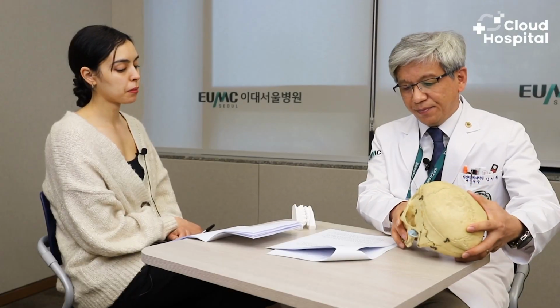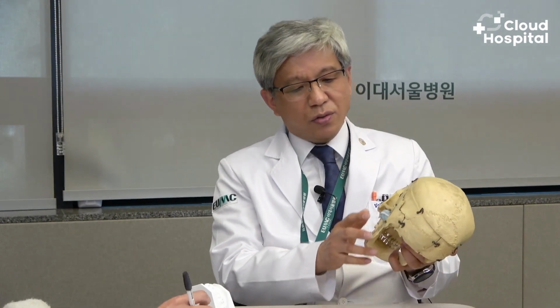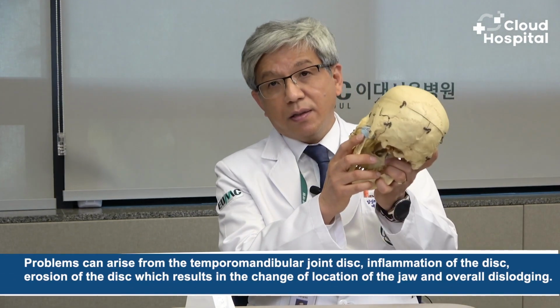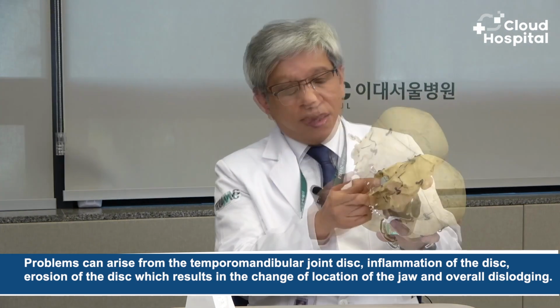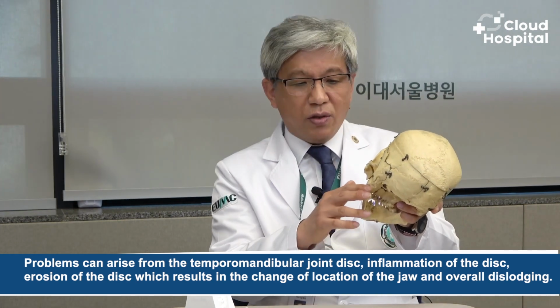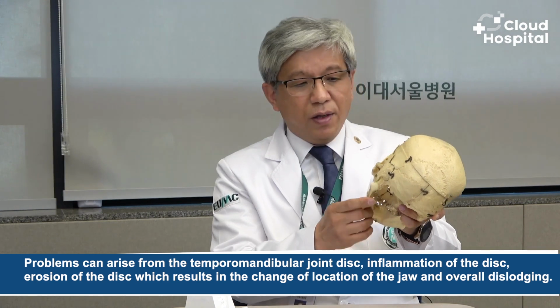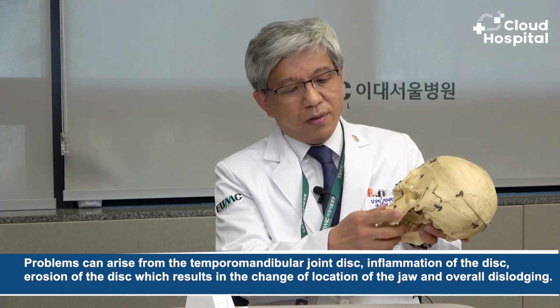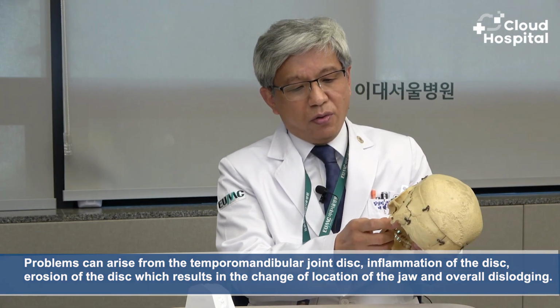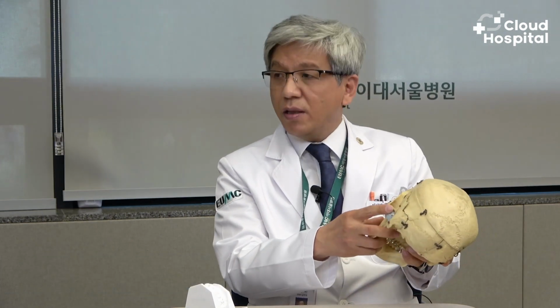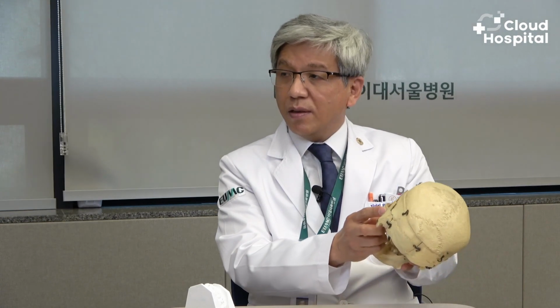What are the types of temporomandibular diseases that exist? There are many types of temporomandibular disorders. Among them, problems can arise from the temporomandibular joint disc, inflammation of the disc, erosion of the disc, which results in the change of location of the jaw and overall dislodging. Also, dislocation of the jaw in some cases. The jaw is disabled and lacks free movement.